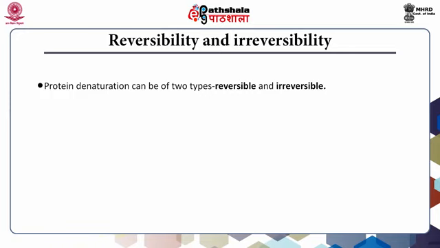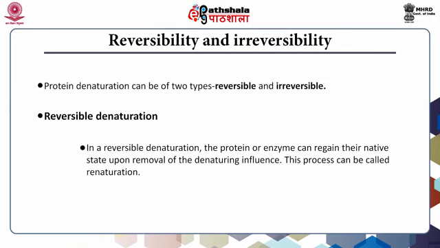In this slide, we will look at the process of reversibility and irreversibility of enzyme denaturation. Reversible denaturation. When we say that denaturation is reversible, we mean that even after denaturation, the protein or enzyme can regain its native state upon removal of the denaturing influence. The process is also called renaturation.